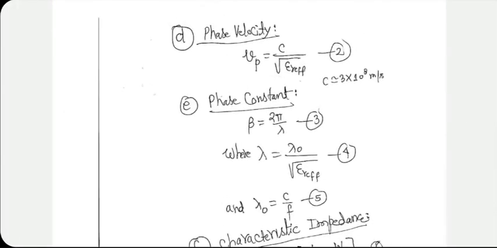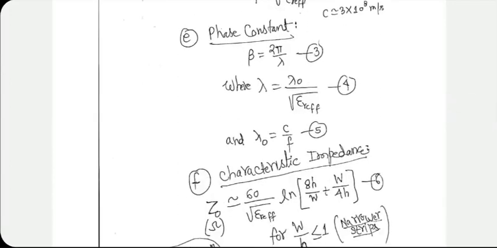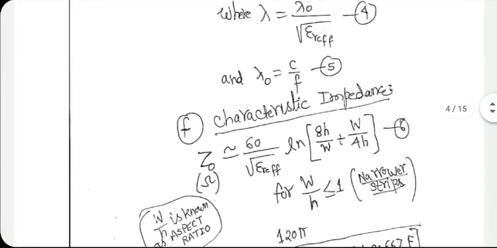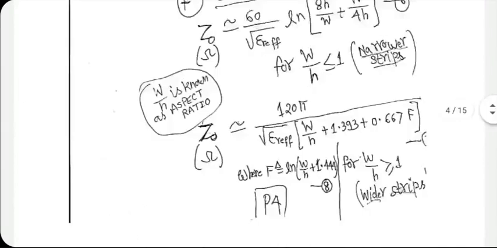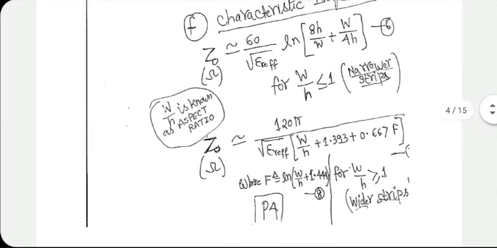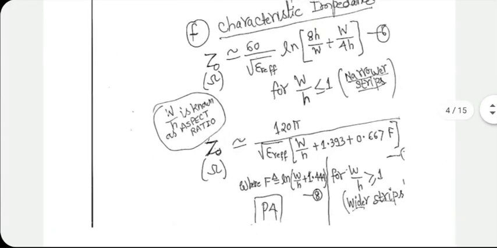Phase velocity is speed of light divided by square root of effective dielectric constant. Beta is 2 pi divided by lambda. Lambda is lambda naught divided by square root of epsilon r effective. Lambda naught is the free space wavelength, C divided by F. Characteristic impedance formula, approximate formula is given here for W by H less than 1. And for W by H greater than 1, there is a different formula that we have to use. A lot of empirical corrections have been made to theory in coming up with these formulas. Okay.